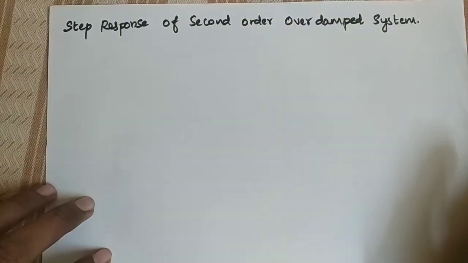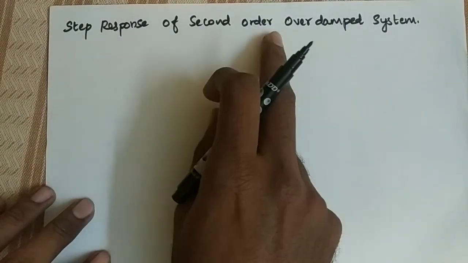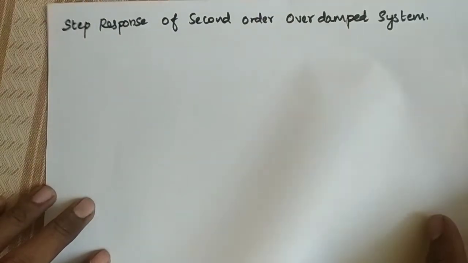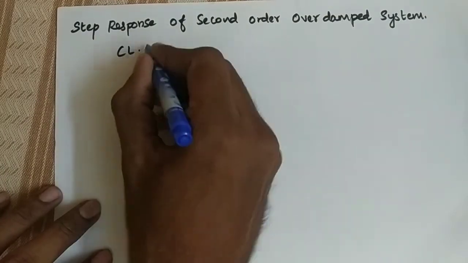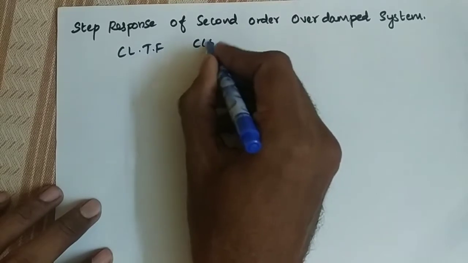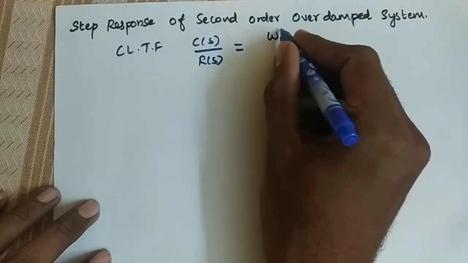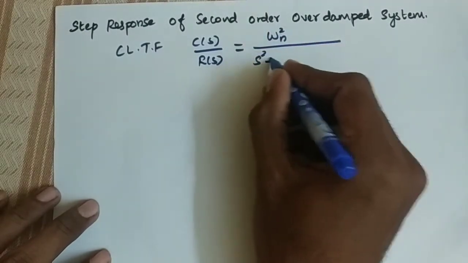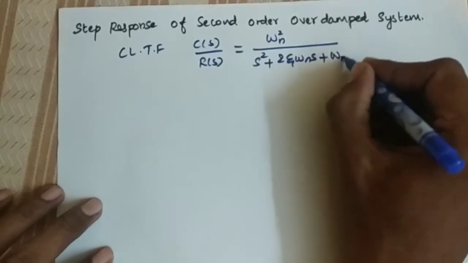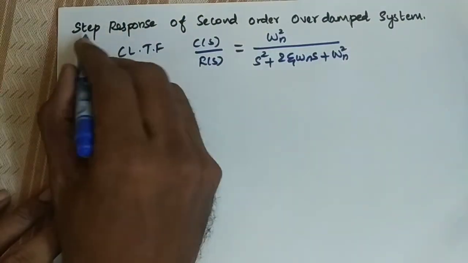Hi and welcome. In this video lecture we are going to derive the step response of a second order overdamped system. We know that the closed loop transfer function for the second order system, C(s)/R(s), is equal to omega n square divided by s square plus 2 eta omega n s plus omega n square. So here we are going to take the step response.